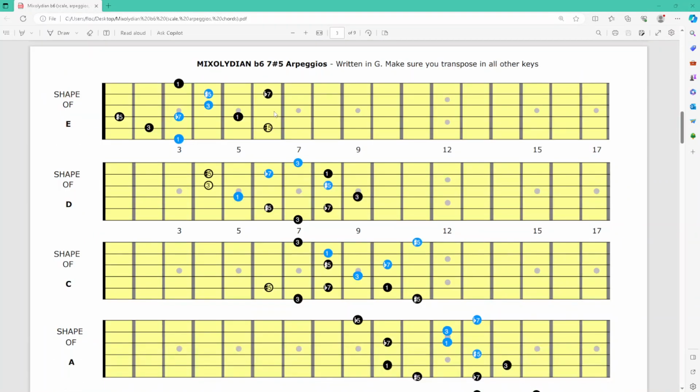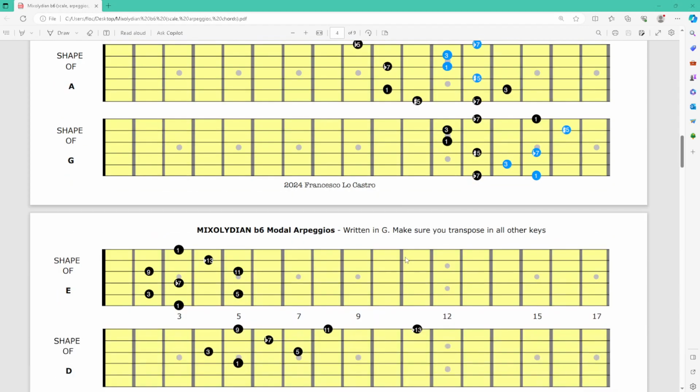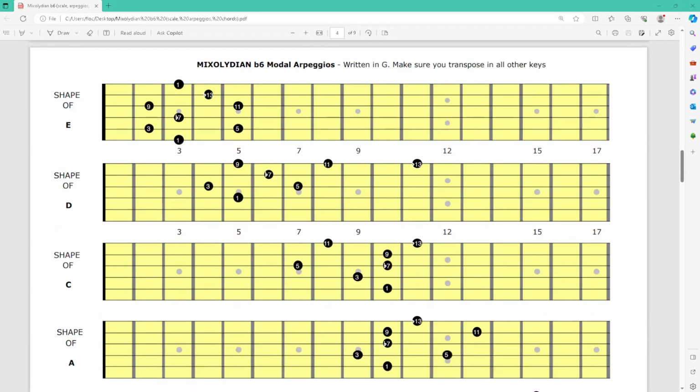Here we have the Mixolydian flat 6, 7 #5 arpeggios. In this case, I prefer to use the #5, and it's the one I mentioned, basically 1-3 #5 flat 7, applied to the CAGED system. These white dots you see are basically alternative fingerings. So if you don't like the third here, there is a third here, or if you don't like the #5 here, there is one here, and the same can be said for the rest of the necks. And here is the modal arpeggio.